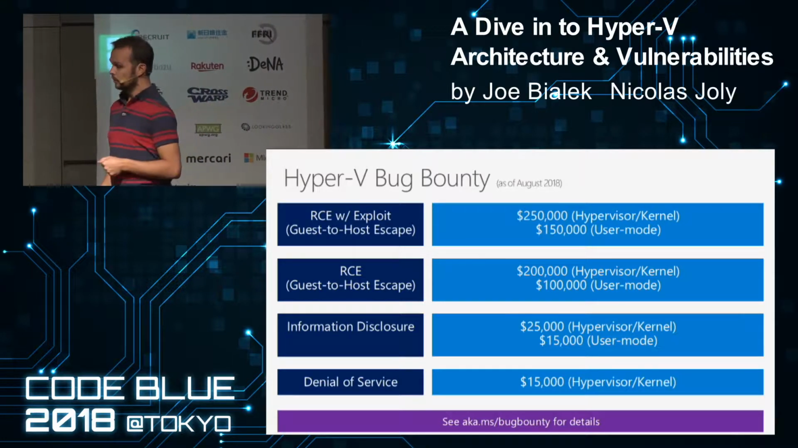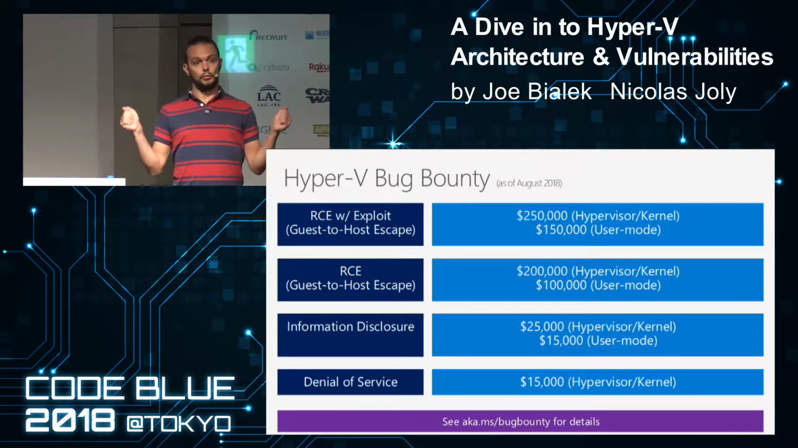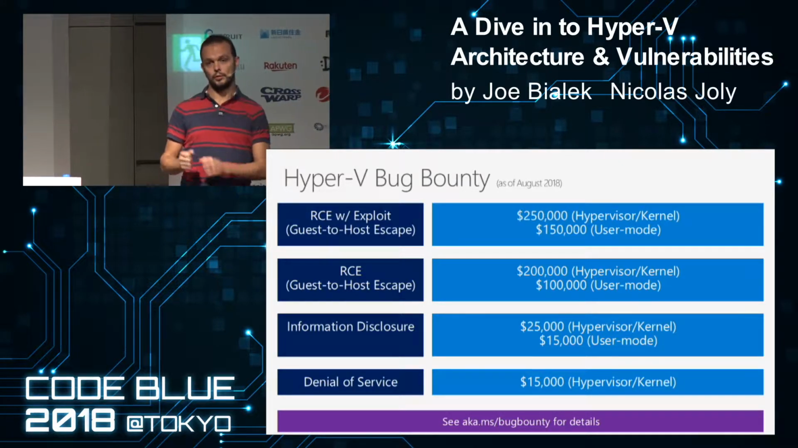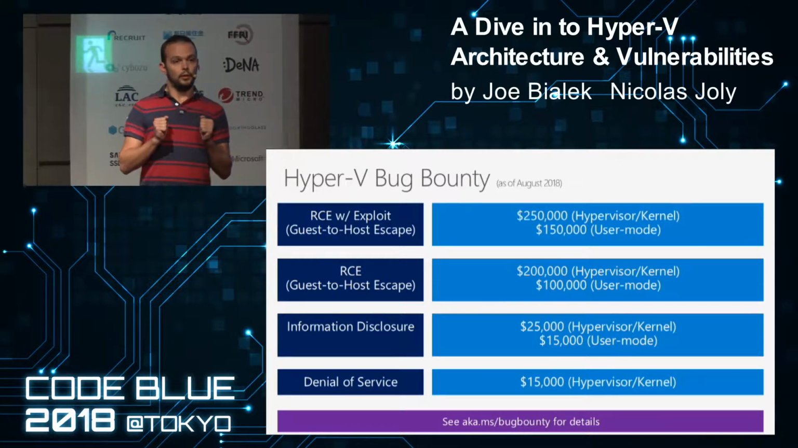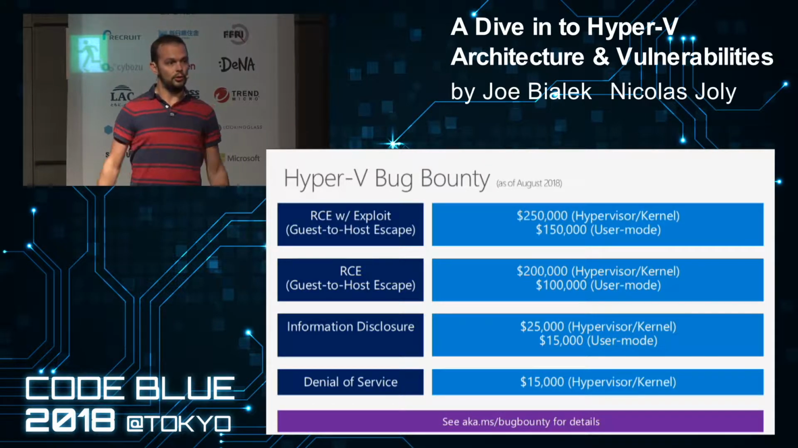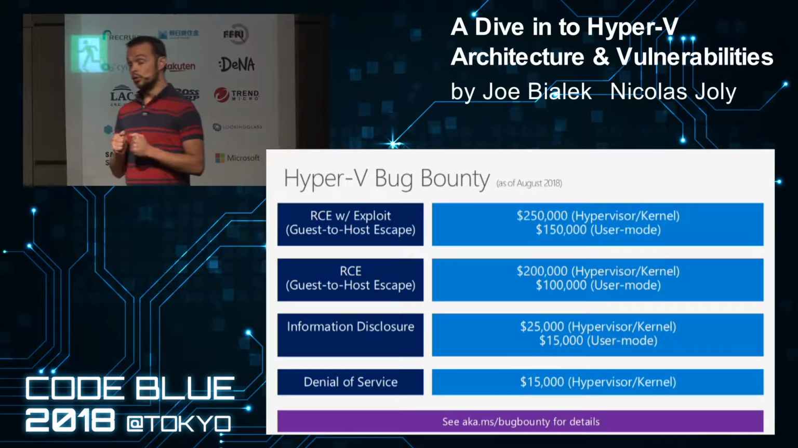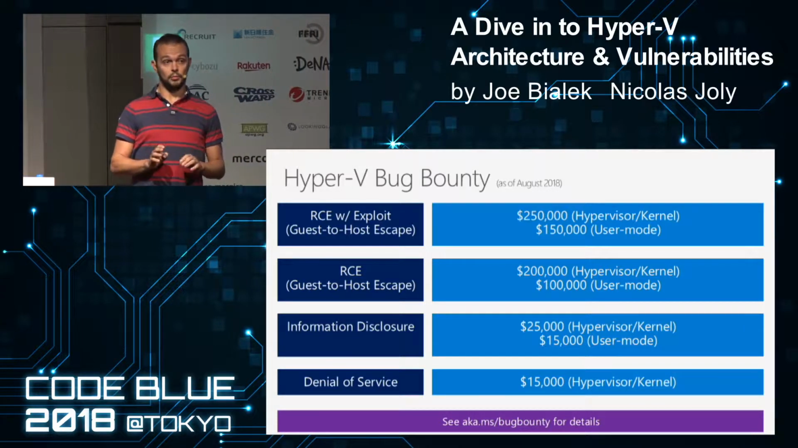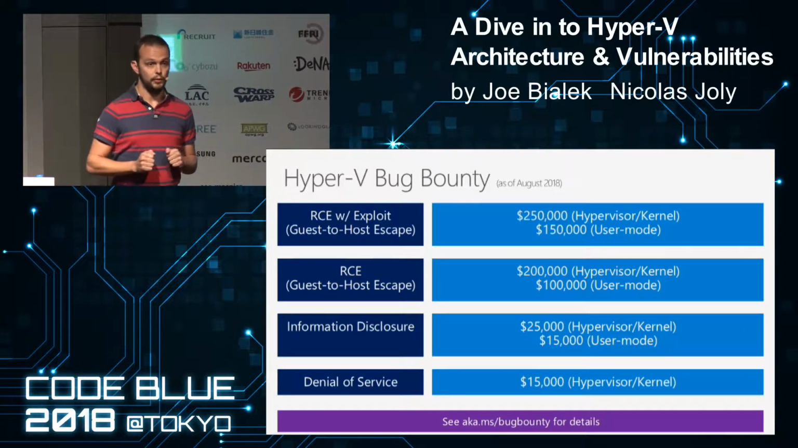And if you do that, we'll be delighted to pay you. So look at these figures, for example. Find remote code execution bugs in the host kernel that can be triggerable from the guest, and we'll pay you $200,000. That's a huge amount of money. You don't even need to send us an exploit. But if you do, we'll pay another $50,000 more.